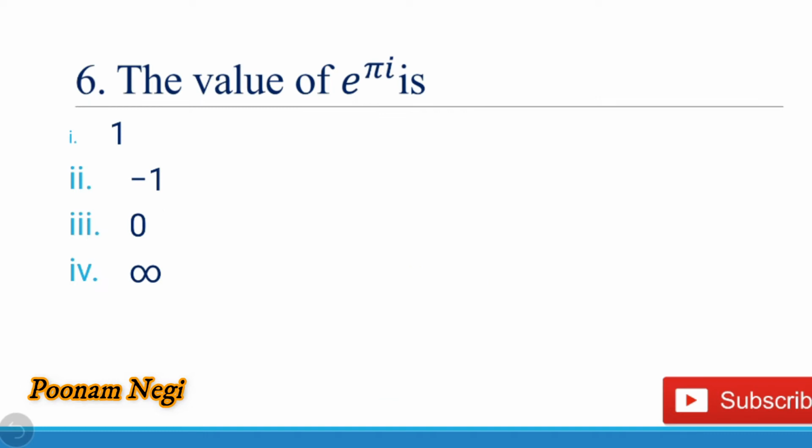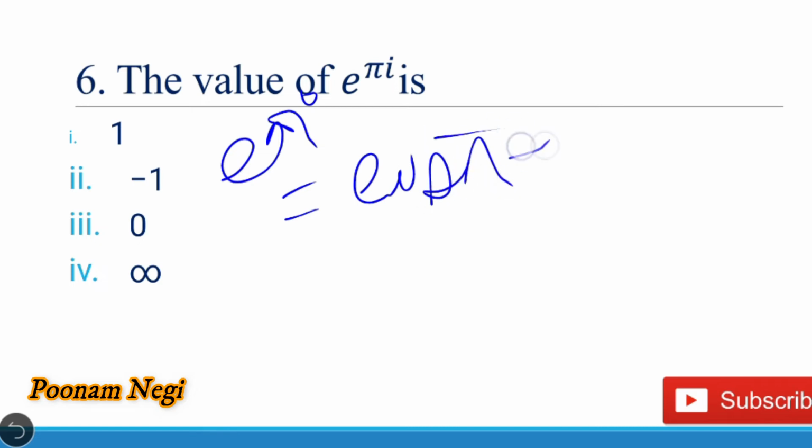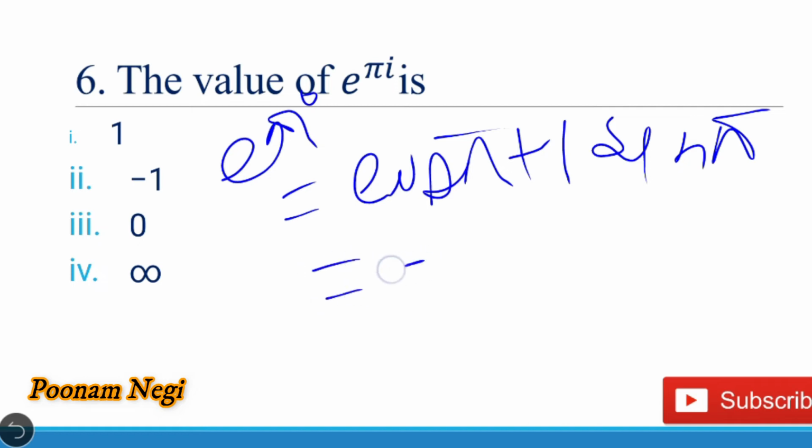Next question is similar to the previous one. We have to evaluate the value of e to the power pi iota. It can be written as cos pi plus iota sine pi. As we know, the value of cos pi is equal to minus 1 and this will be iota into 0. Hence the correct answer will be option number 2, which is minus 1.